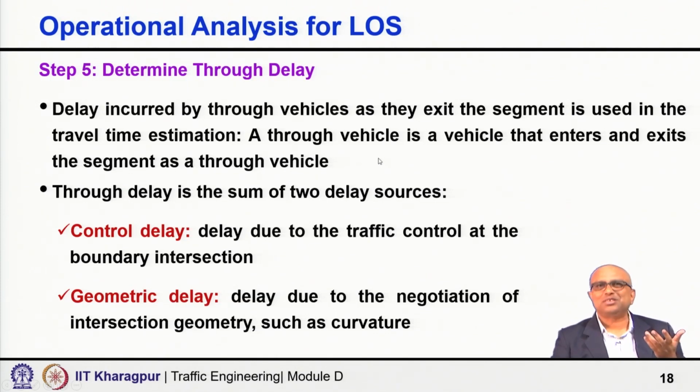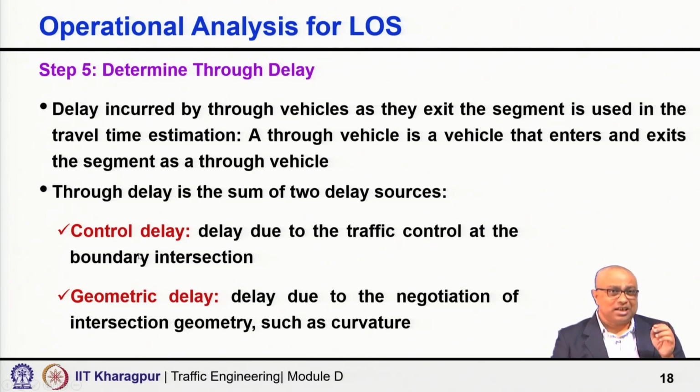Already we have discussed this, but again I want to mention that it is a vehicle that enters and exits the segment as a through vehicle. Once it enters the segment from the upstream, it is going straight, not turning here and there. Through vehicle delay includes two types of delay: one is called control delay, another is geometric delay. You can generally say control delay is delay due to the traffic control at the boundary intersection.